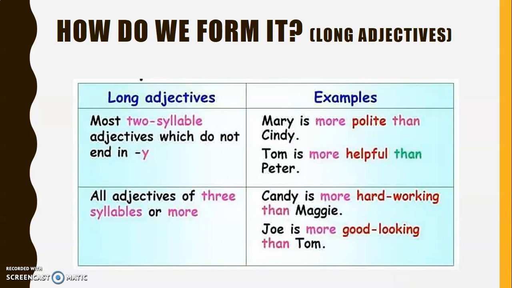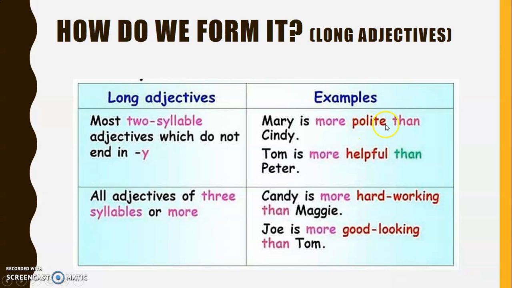Now, let's go to long adjectives. Long adjectives are simple. If they have 2 or 3 syllables or more, they just add more. For example, Mary is more polite than Cindy. ¿Sí? Entonces nosotros tenemos el adjetivo original que es polite, como es ya largo, tiene 2 sílabas o más. En el caso de las 2 sílabas tenemos algunas excepciones que se consideran cortos, pero no hay problema, después veremos cuáles son.